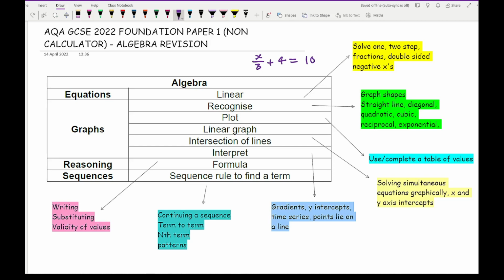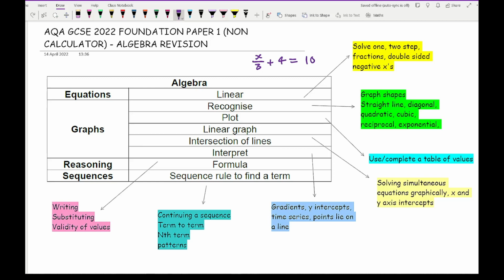Linear graphs, again, in the form of y equals mx plus c. So recognizing what those types of graphs look like. I would say you're more likely to get asked to plot a linear graph, usually when one's already been drawn, because obviously that leads in nicely to the intersection of lines. So being able to work with simultaneous equations graphically, and recognizing or writing the coordinates of where straight lines cross the x and the y axis.